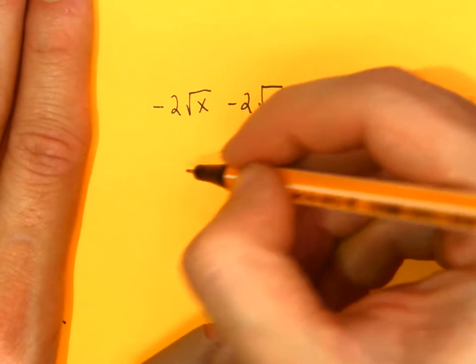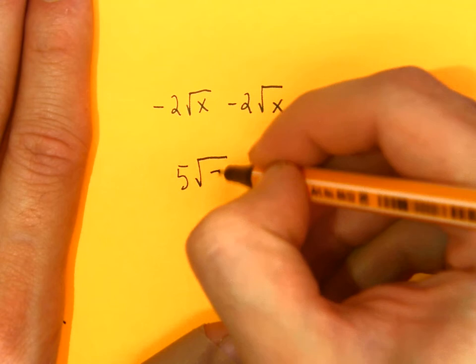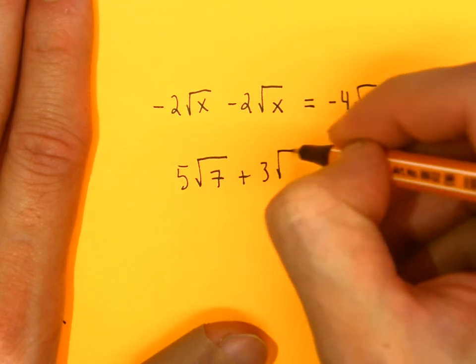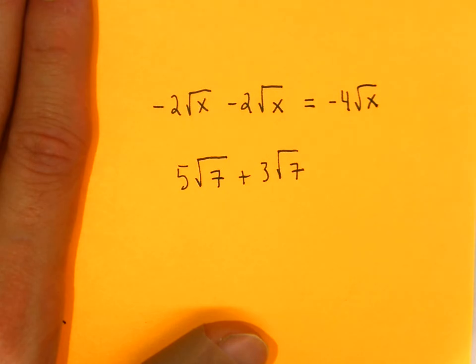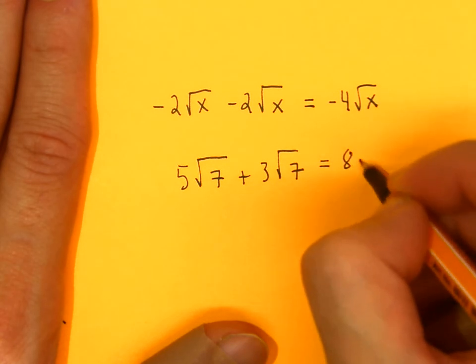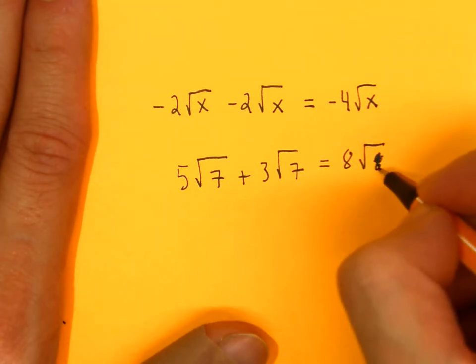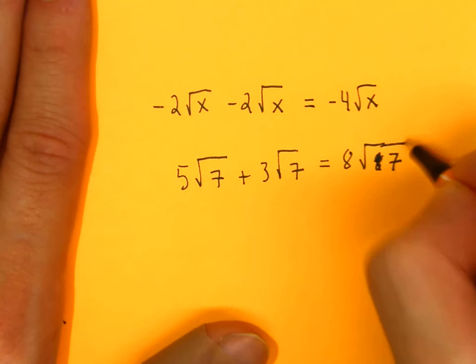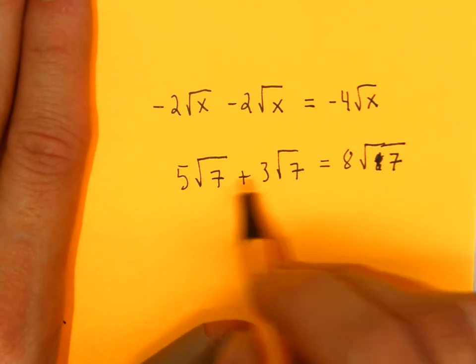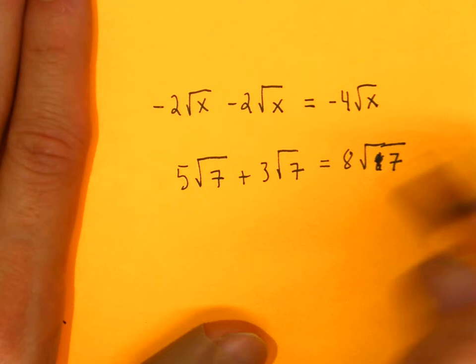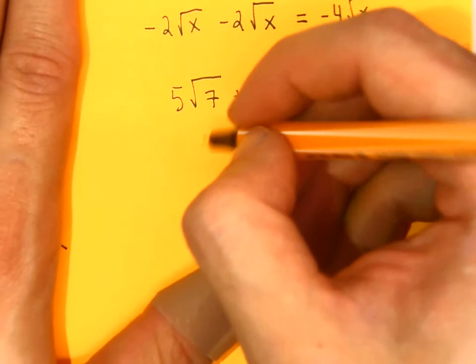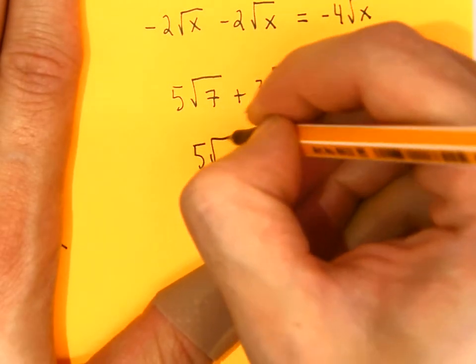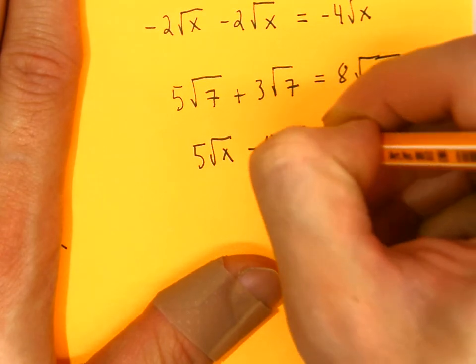Like if I had, for example, 5 square root 7 plus 3 square root 7, this is just 8 square root 7. You're just combining the coefficients of the radical. And that will happen for anything. Let's say if I had, for example, 5 square root x minus 8 square root x.